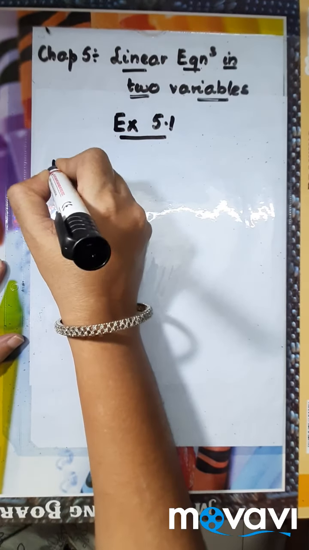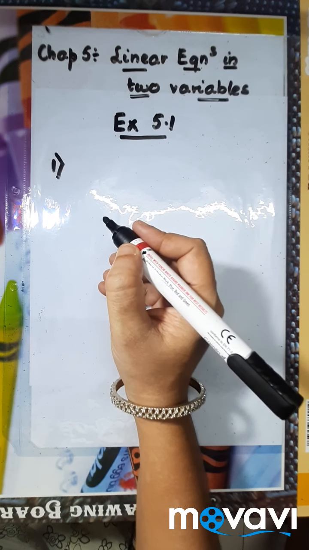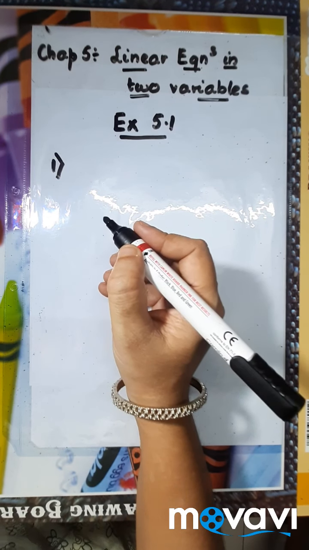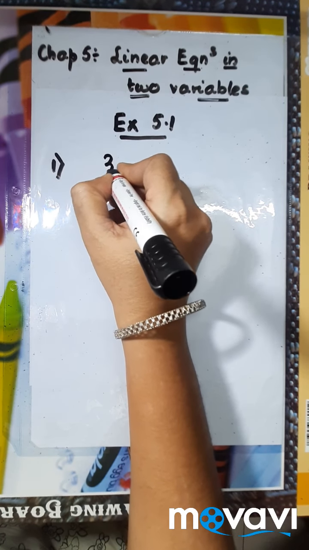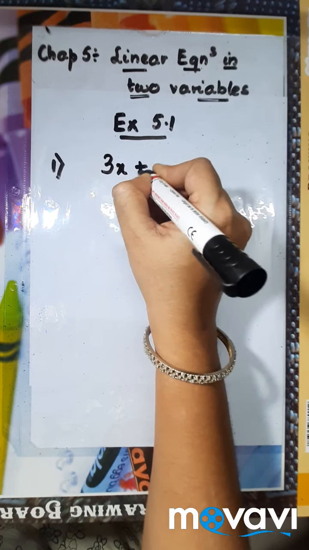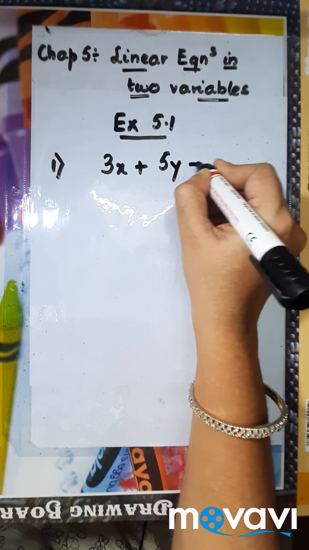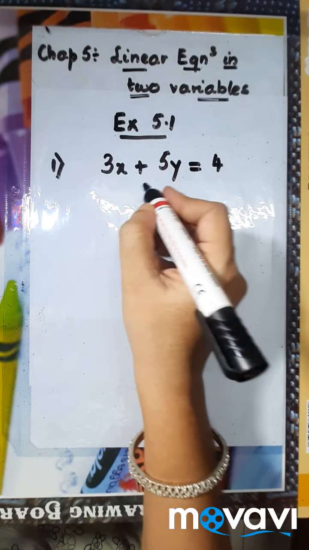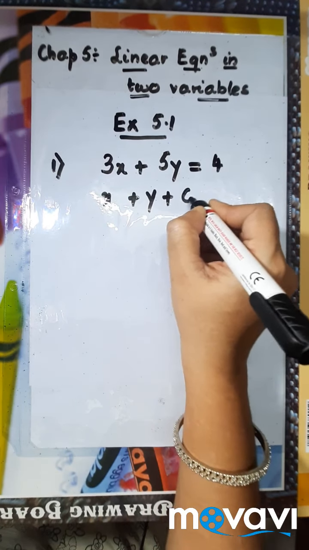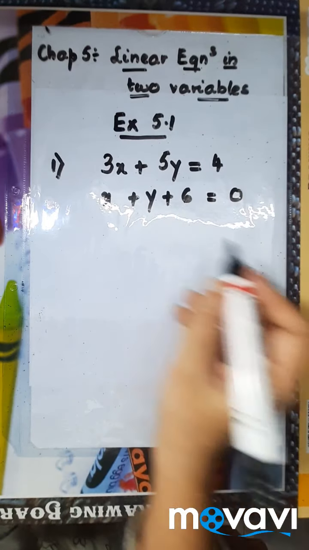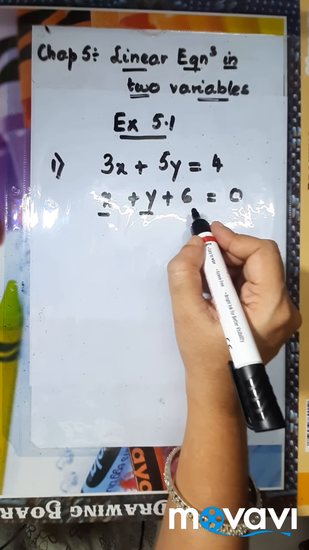See my first sum. By using variables x and y, form 5 linear equations in two variables. So I'm giving you a chance to be a teacher. You can write 3x plus y is equal to 4. Or you could write x plus y plus 6 is equal to 0. No problem. Only it should have x, it should have y, and the coefficients should not be 0 at the same time.